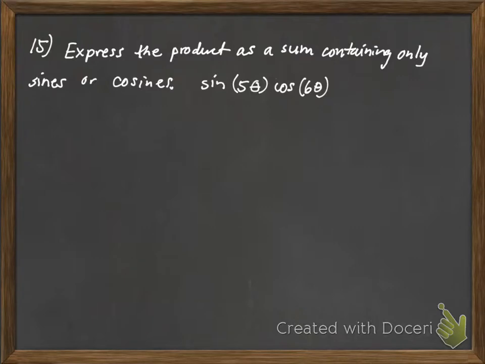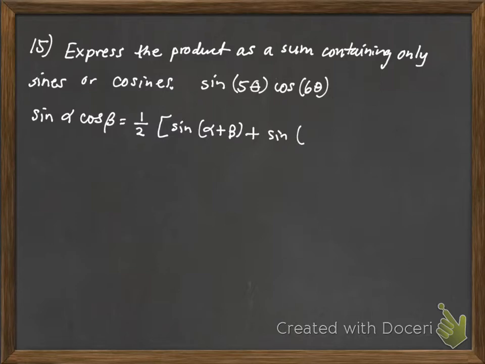15 reads, express the product as a sum containing only sines or cosines. Sine 5 theta, cosine 6 theta. So we have to find the formula that works for that one. And it's going to be sine alpha cosine beta equals 1/2 sine alpha plus beta plus sine alpha minus beta.